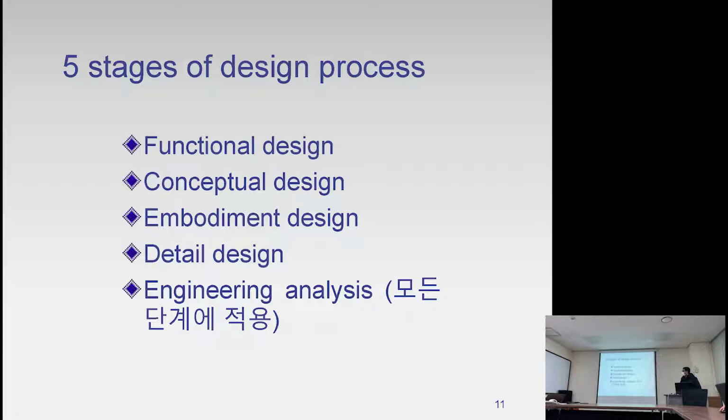Then is the detailed design phase. Here, the result of the embodiment design stage is elaborated to a sufficient level of detail, and it is determined by the manufacturing processes. Lastly, we have the engineering analysis stage. Here, the results of the detailed design are investigated against functional specifications.